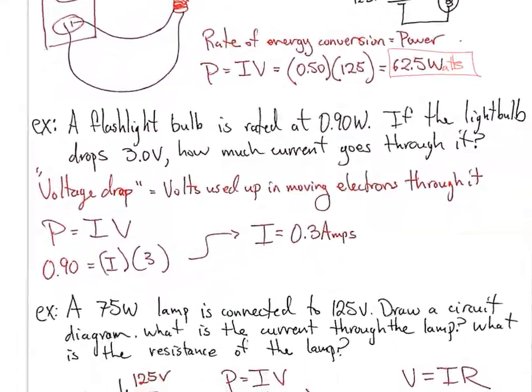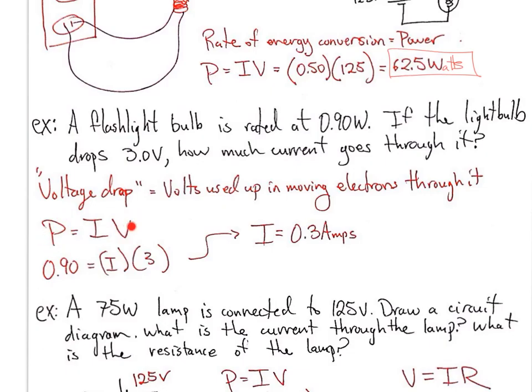Second example. A flashlight bulb is rated at 0.9 watts. If the light bulb drops 3 volts, how much current goes through it? So voltage drop means how much voltage is used up. The battery provides a push, moving the electrons through the circuit, and some of that is used up. We say the voltage has dropped. So voltage drop just means voltage used up.